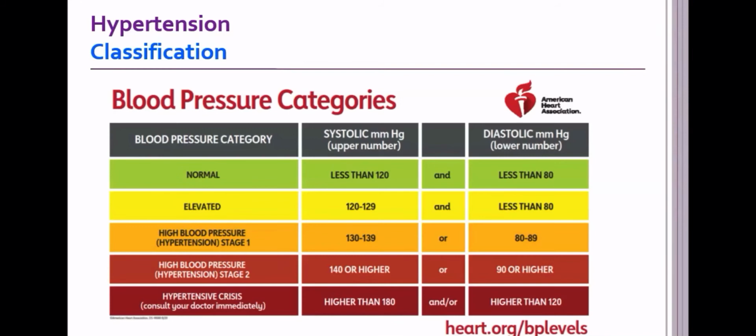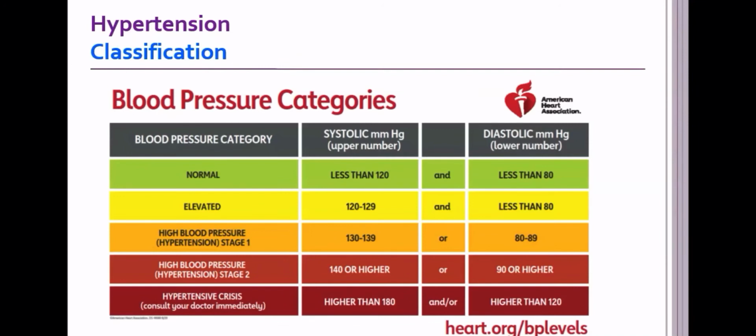So this is a beautiful graph for you all to be able to see the certain categories. So normal, elevated, stage 1, stage 2, and a hypertensive crisis. This was retrieved from the American Heart Association, and this has been updated. So this is the most current classification chart that they are utilizing currently.